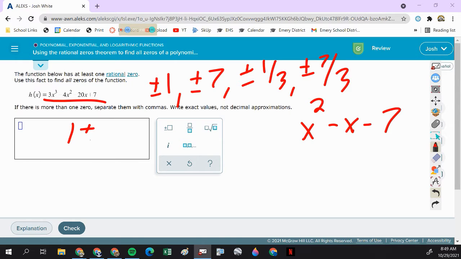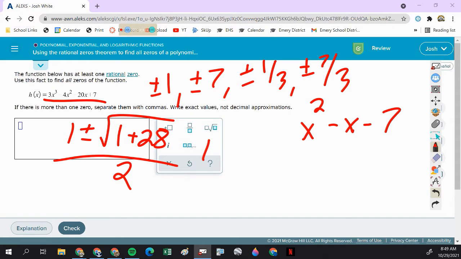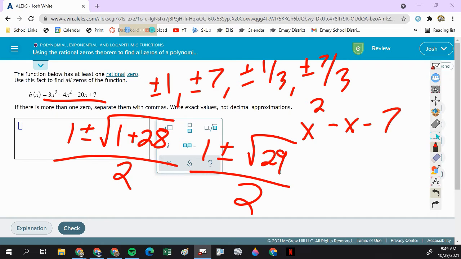So 1 plus or minus the square root of 1. Negative 4 times negative 7 is 28. Times 1 is 28 over 2. And I get 1 plus or minus the square root of 29 over 2. So this graph hits the x-axis at 1/3. And then it hits again at those two nasty numbers. So it would look, I don't know, something like this.